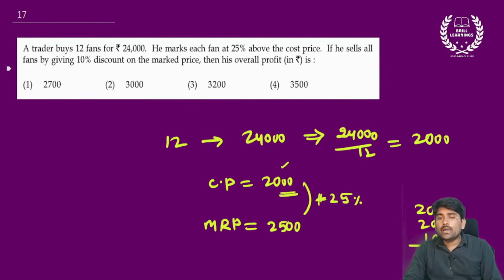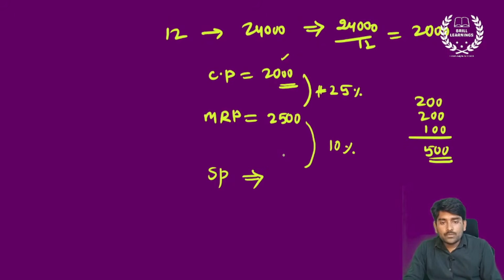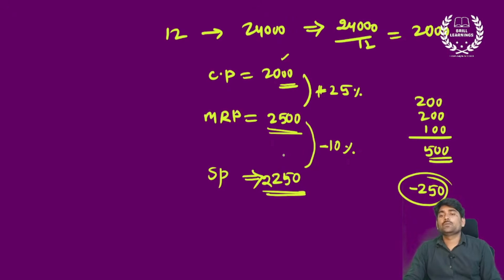Okay. So he sells the fans by giving 10% discount. Selling price, we need to find here. So, after allowing 10% discount on MRP, what is the 10% of this 2,500? 250. If I deduct this value from this, I am left with 2,250. This is my selling price. This is my cost price and this is my selling price.